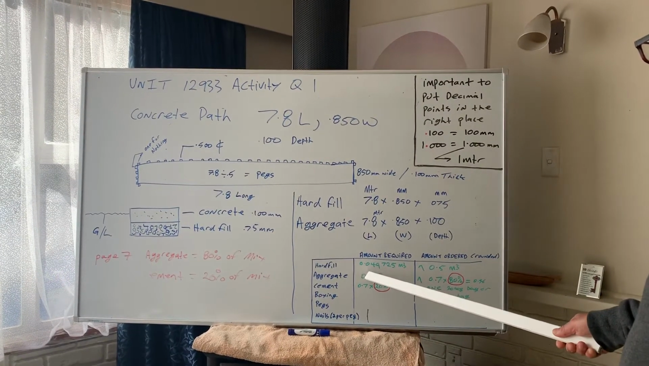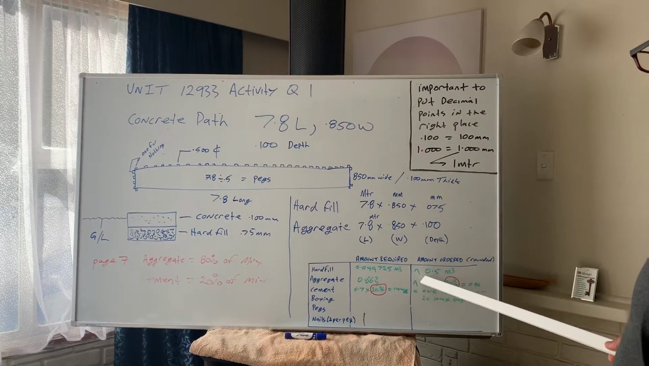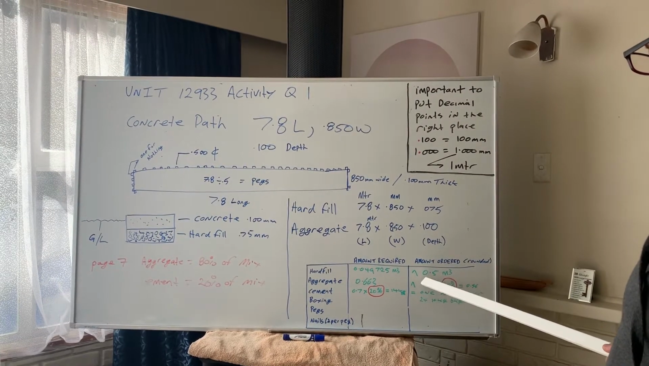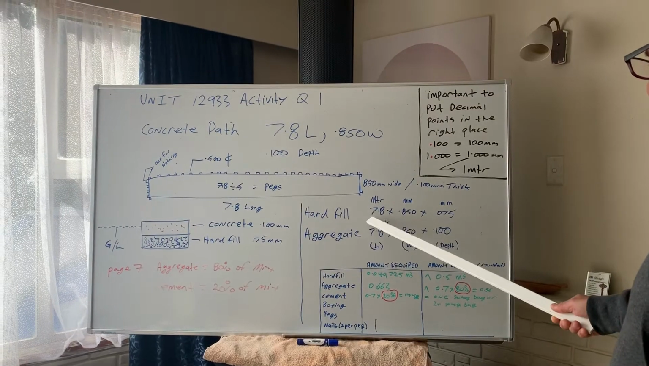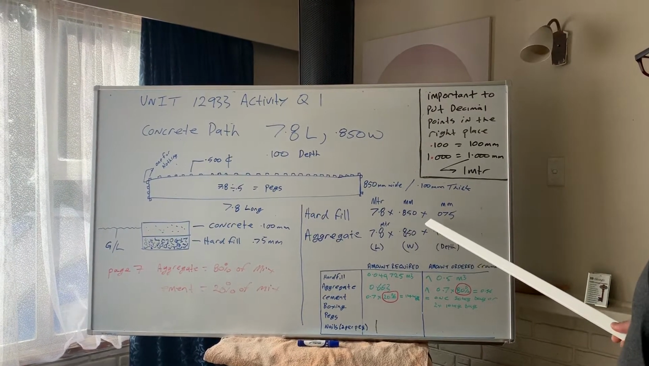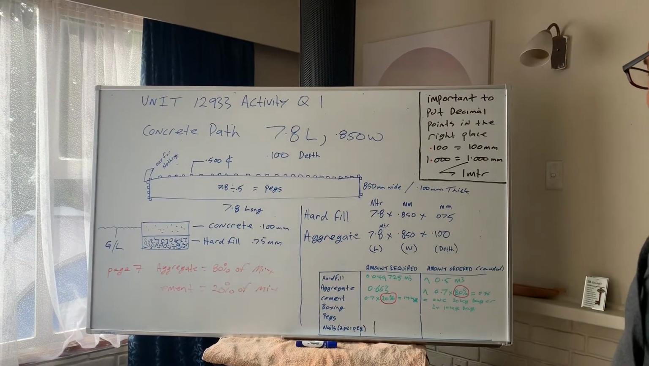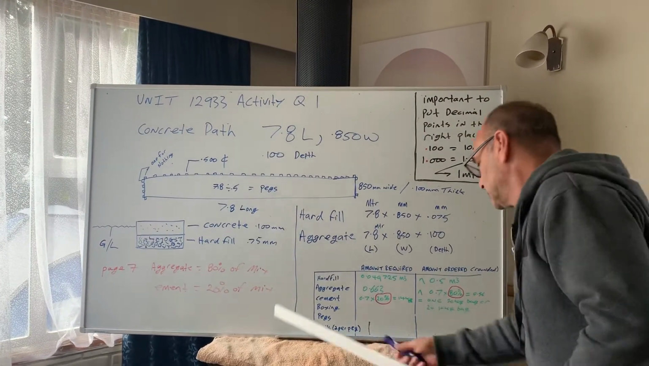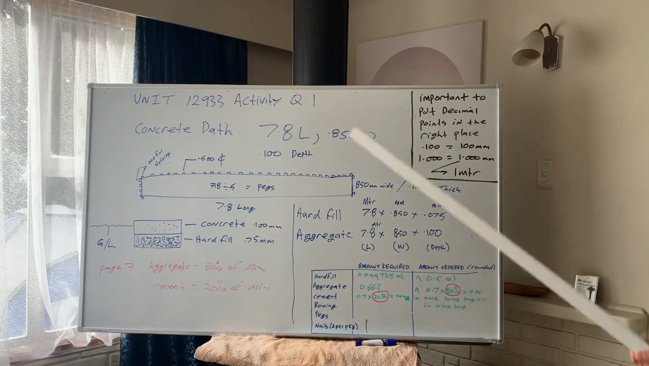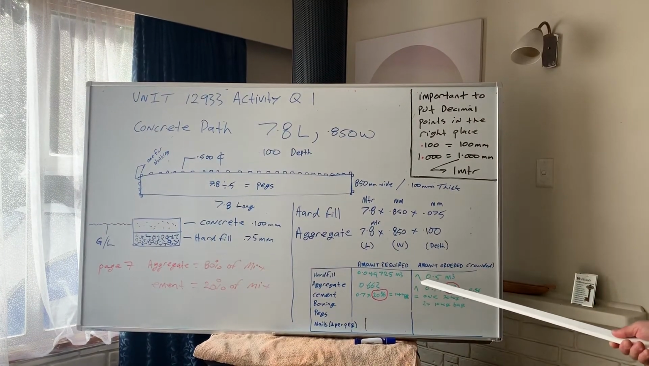So 0.049725, I've rounded up to 0.5, half a cube, right? The way I got that is I just went 7.8 times 0.850 times 0.075, and that just means it's 75 millimeter. I've calculated that and I've rounded it up.